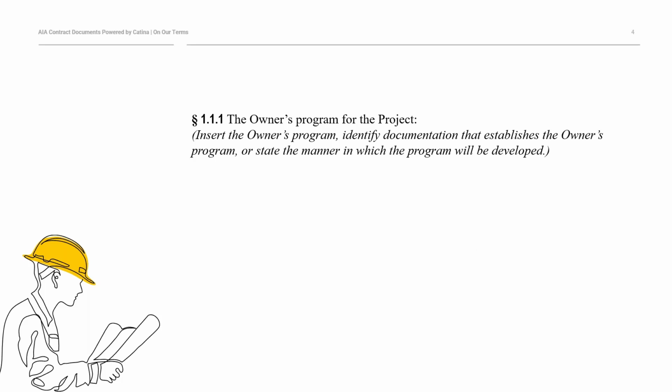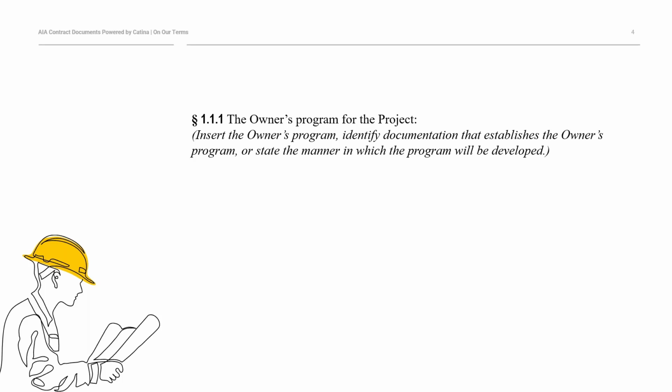When we talk about the owner's program, it usually includes a description of the owner's purpose and goals for the project. So this is intended to provide a clear focus for the mutual understanding of the parties so that they understand the scope of the project. If the owner has a written program, it should be identified here, and it may or may not be an exhibit and thereby incorporated into the agreement.